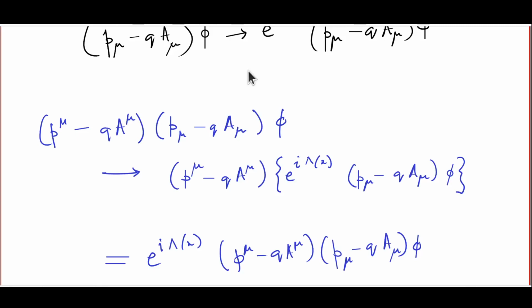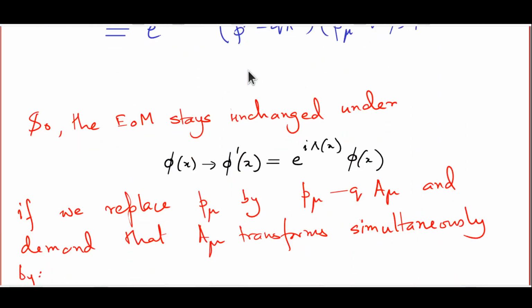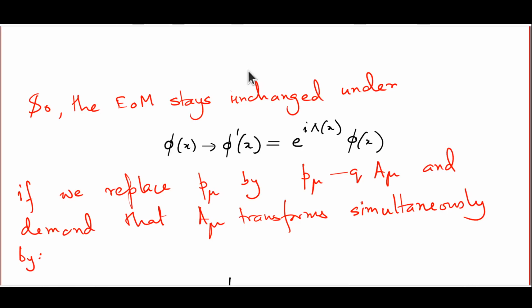As a result, both terms in the Klein Gordon equation pick up a factor of e^{iλ}. This one, which involves derivatives, by itself would not have picked up just a phase factor under a local phase transformation, but now with A_μ introduced and changing in this particular manner it does, and so does the other term, minus m²c² φ. That means the new φ along with the new A_μ does satisfy the Klein Gordon equation once again. So the equation of motion stays unchanged under this transformation, φ(x) goes to φ'(x) = e^{iλ(x)} φ(x).